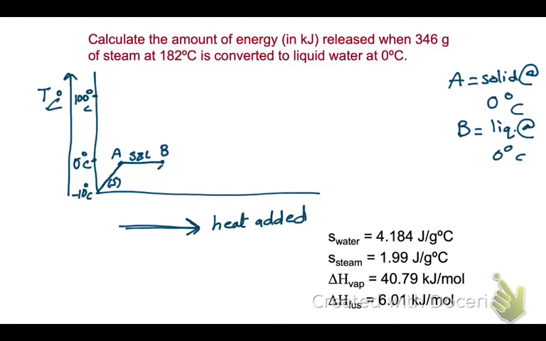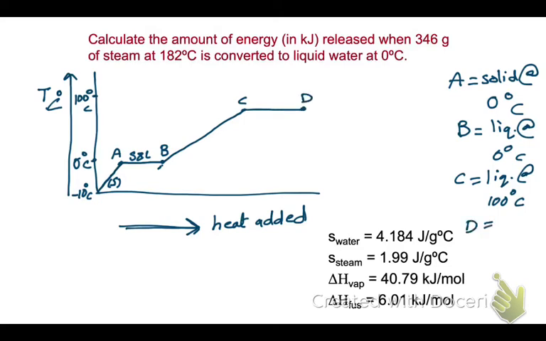When I convert all my solid at 0 to liquid at 0, and I start to add more heat, then my liquid will start to heat up till it reaches 100. So at C here, what I have is liquid at 100. Now if I keep adding heat, all my liquid at 100 will convert to gas at 100.